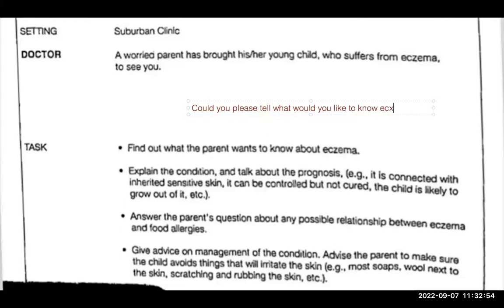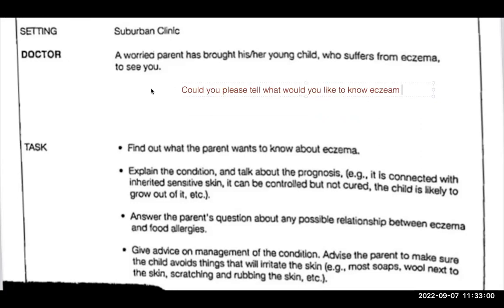When there is a situation that you are unable to start, suppose a worried parent has brought in their child who suffers from eczema. So you can simply say, start. Good morning. My name is Dr. Bhupesh and I am here to help you. Or you can say, I'm Dr. Bhupesh. So how may I help you today?